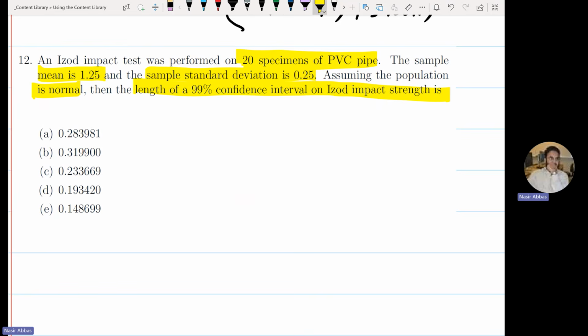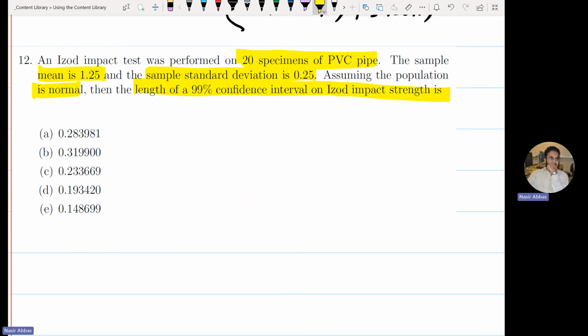Then, when you go inside the mean, is the population standard deviation known or unknown? Sigma is known or unknown? Not known. If it is known, you will go for a Z-based interval. If it is not known, you will go for a T-based interval.